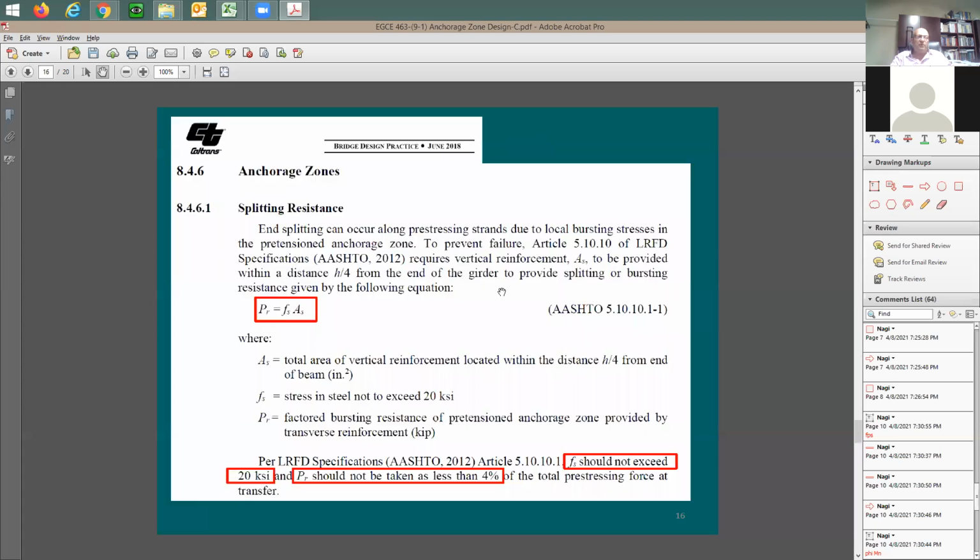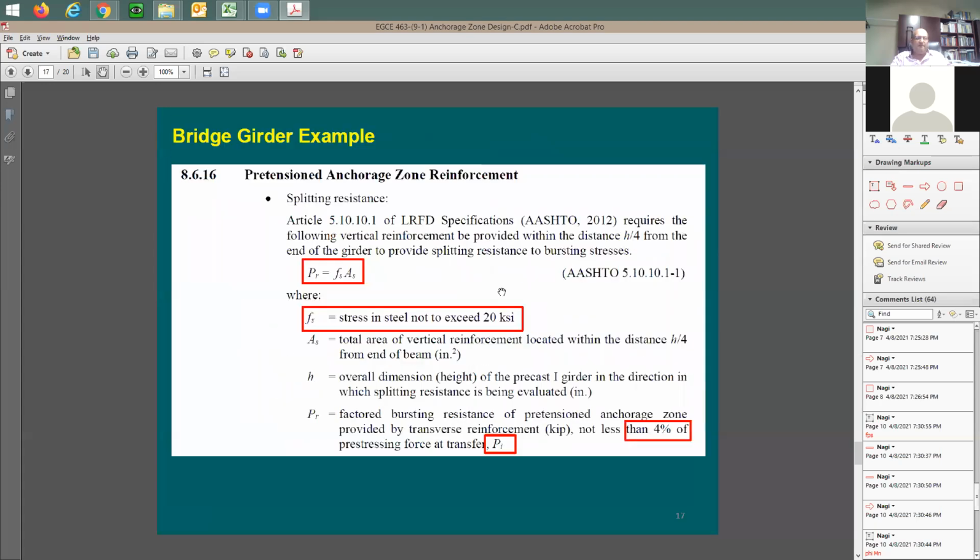So let me show you what happened in Caltrans design specifications. They said this PR, you're going to be taking it as 4% of PI.